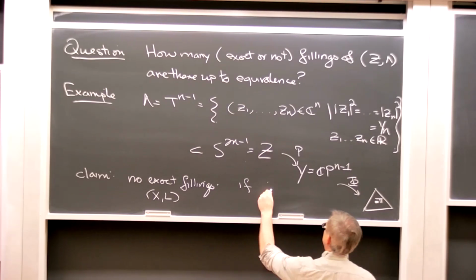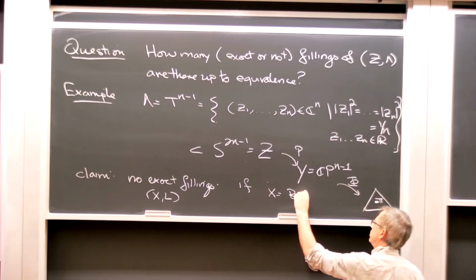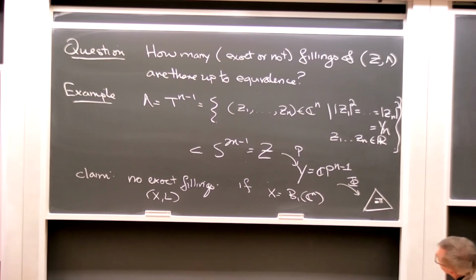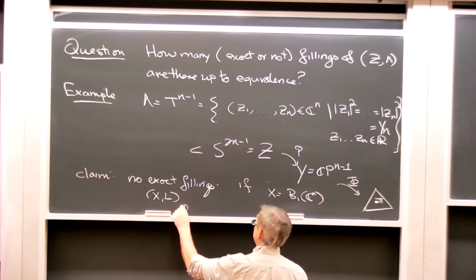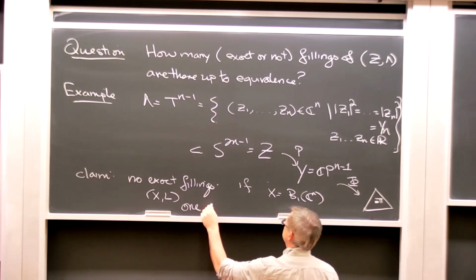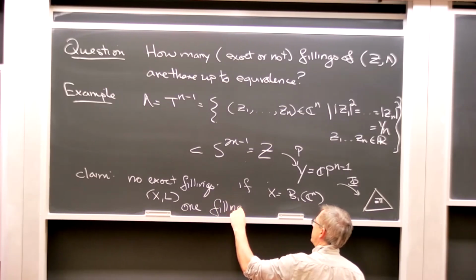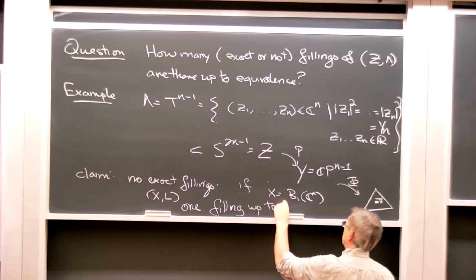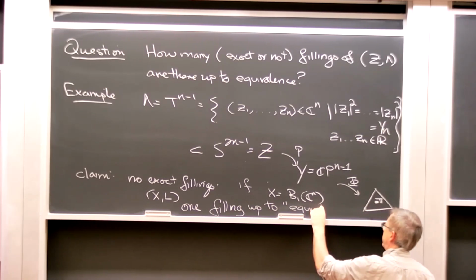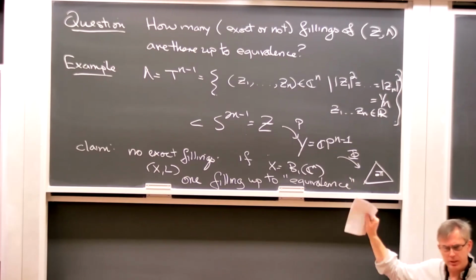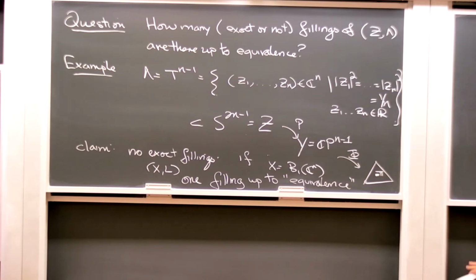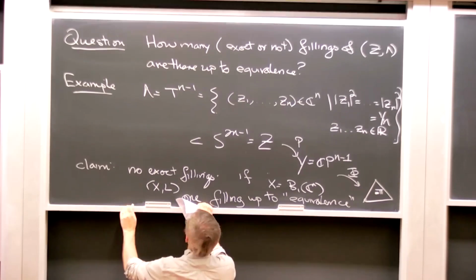Okay, so at least if X is just the standard unit ball in C^n, then there are no exact fillings, and there's one non-exact filling, and that's the only one up to an equivalence relation that I'm going to describe. This could be example A.